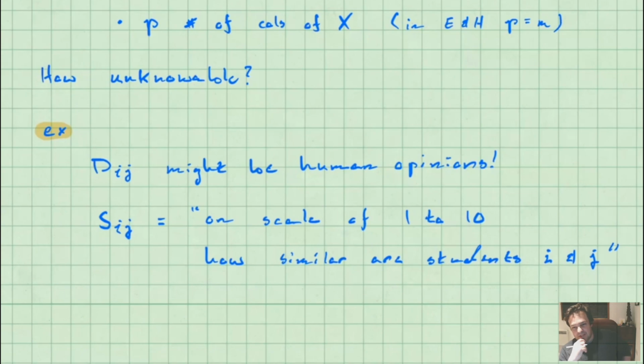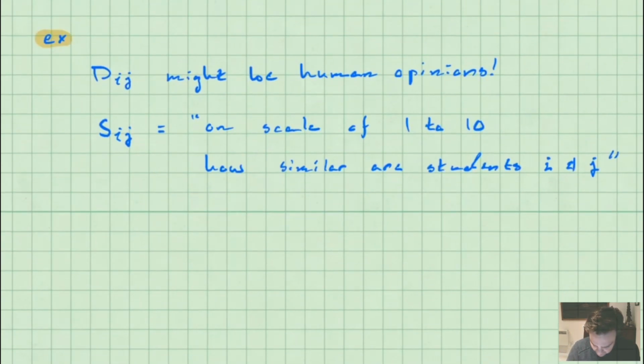With that kind of question, you might get different responses. Let's just say that D_ij is this complement distance, defined in this case as 10 minus S_ij. So if the students have a similarity of 10, that's the biggest, then you say the distance between them is 0. So this is just a constructed example.